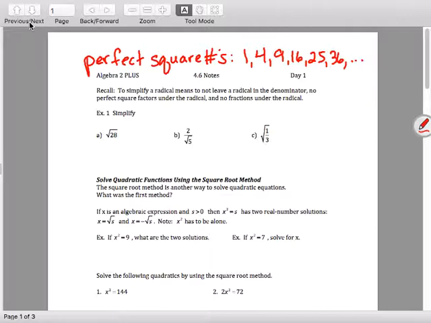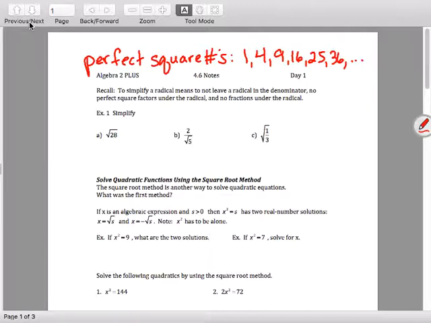So when I say to you, no perfect square factors under the radical, that means I can't leave a factor of 4 underneath, I can't leave a factor of 9, and we'll kind of go over that in a little bit. And no fractions under a radical.